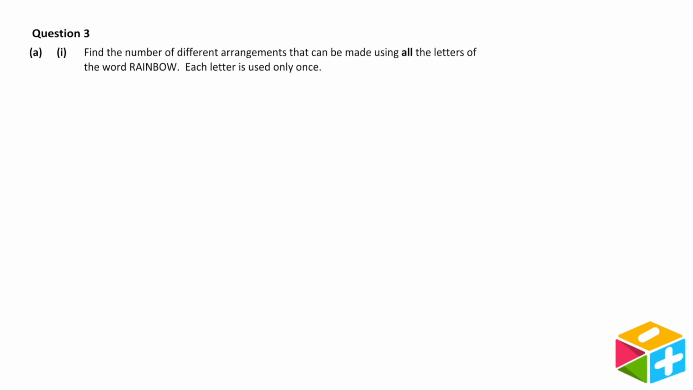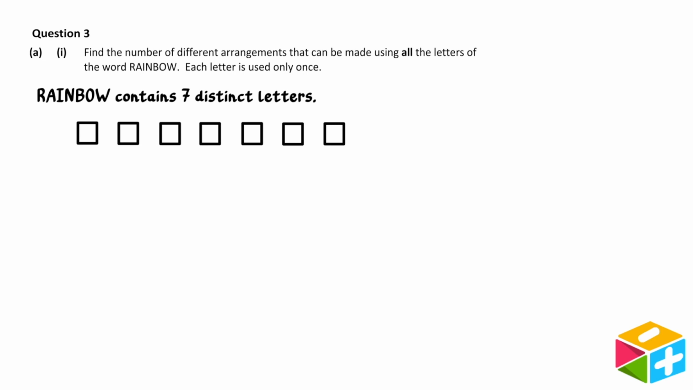We need to consider all the possible arrangements of the letters of the word rainbow. An important thing to observe is that our word contains 7 distinct letters. In other words, there's no letter which appears twice. So, how many ways can we arrange these letters? Well, we have to use all 7 letters, so we can think of this like the following.